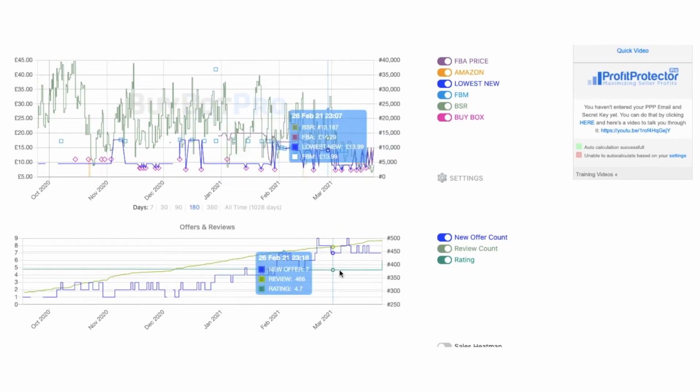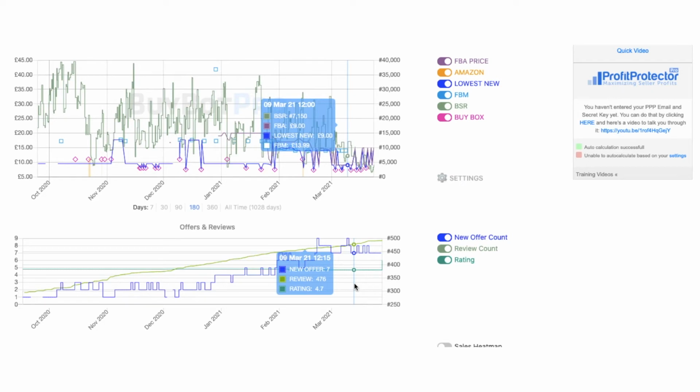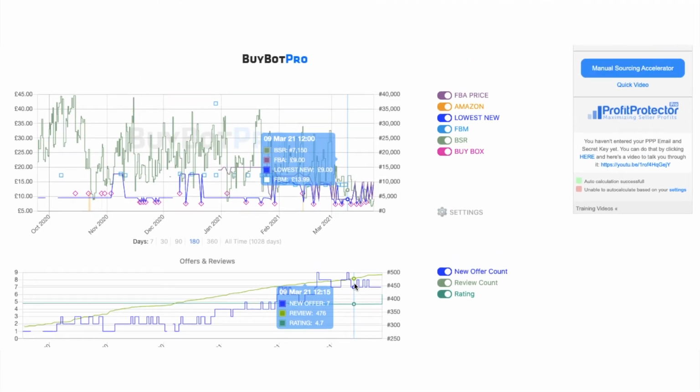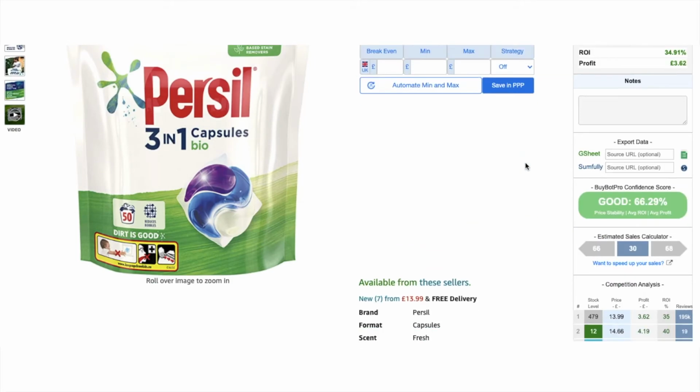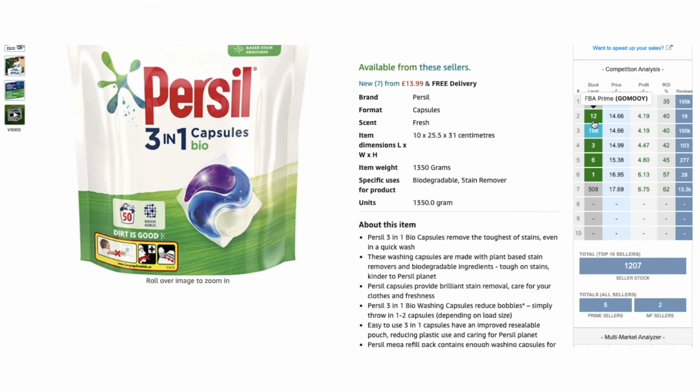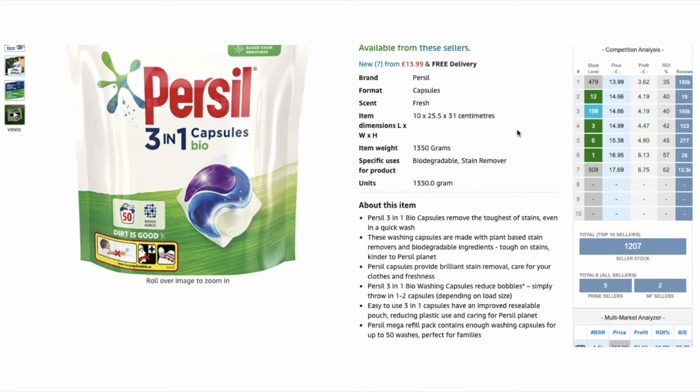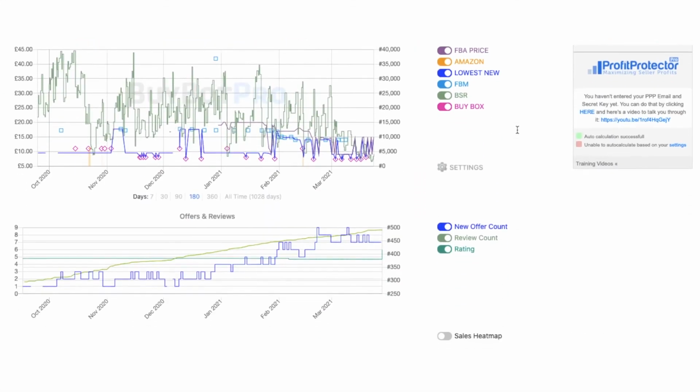Now, the first thing you'll notice is at the moment this has actually got quite a lot of offers, considering this is a brand that is restricted by their brand. It's restricted. You can see that it's got 1, 2, 3, 5, 6, 7. It's got 7. I can count it at the bottom here. It's got 7 sellers on it. So just know that every single one of these is actually taking a risk selling this brand. The chances are they all know it, unless they haven't got BuyBotPro, unless they haven't done their research.